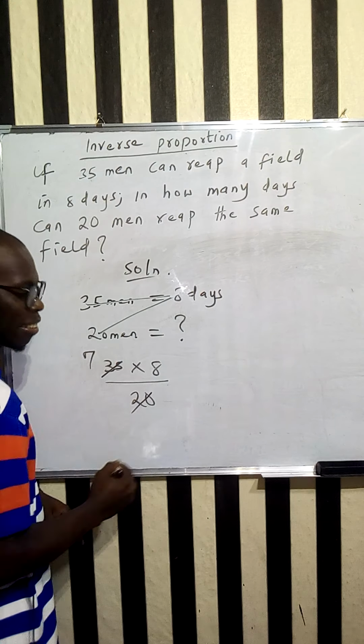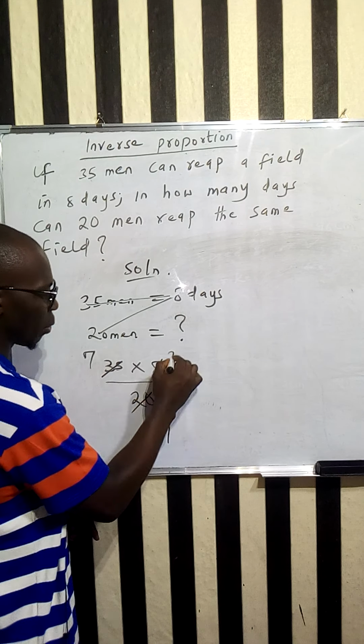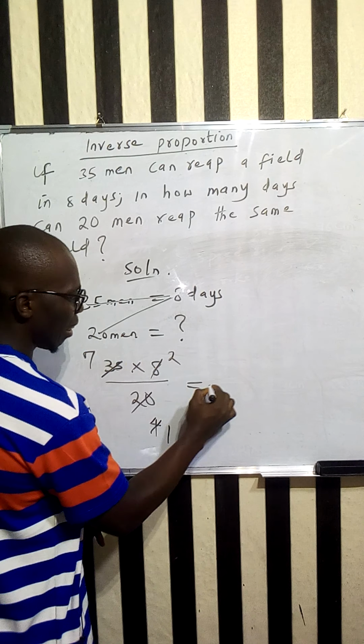5 into 20 is 4 here. 4 into 8 is 2. 7 times 2 is 14... so the answer is 14 days.